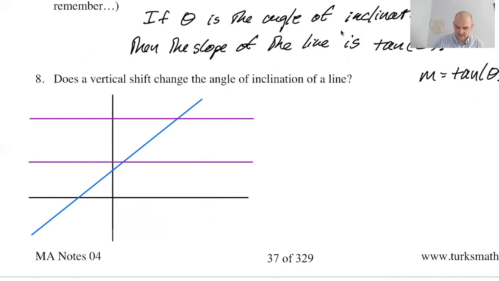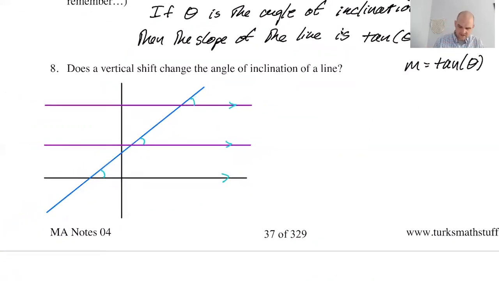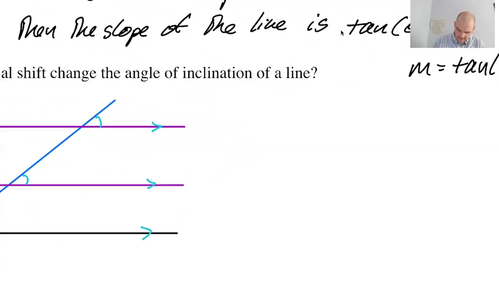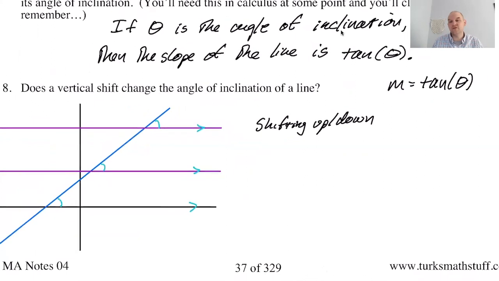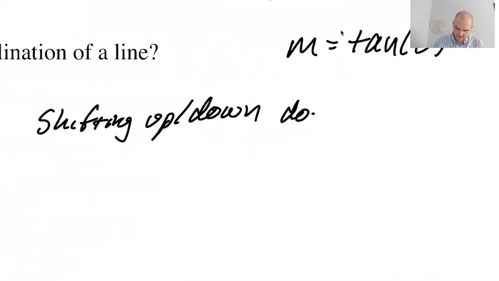In fact, you don't need to use the x-axis. You can actually use any horizontal line, because these are all parallel lines cut by a transversal, so corresponding angles are congruent. So the answer to this question is no. Shifting it up or down doesn't change the slope at all. A horizontal shift also isn't going to change it, but in this specific case, shifting up or down does not change the angle. And I think that's good enough.